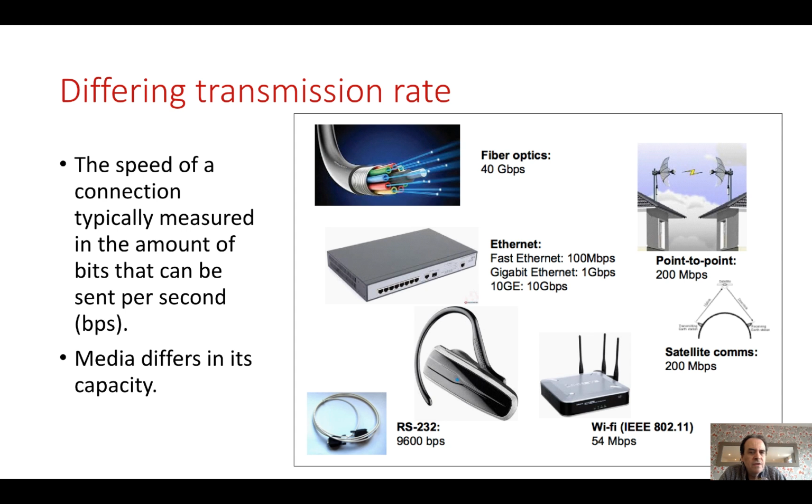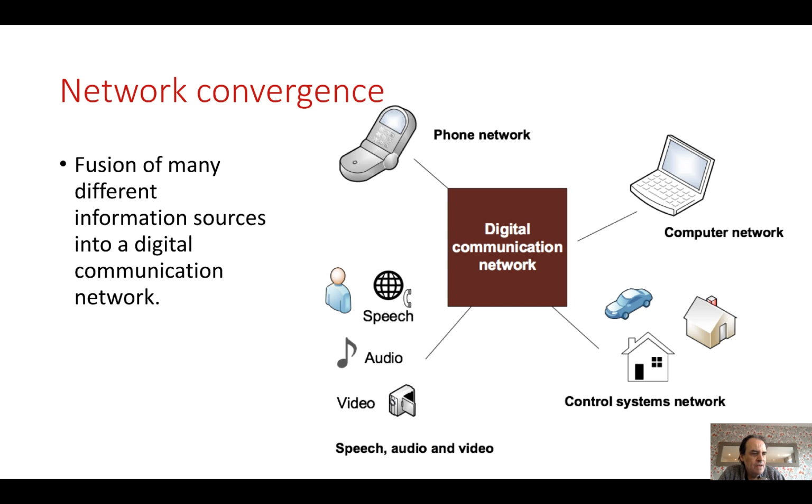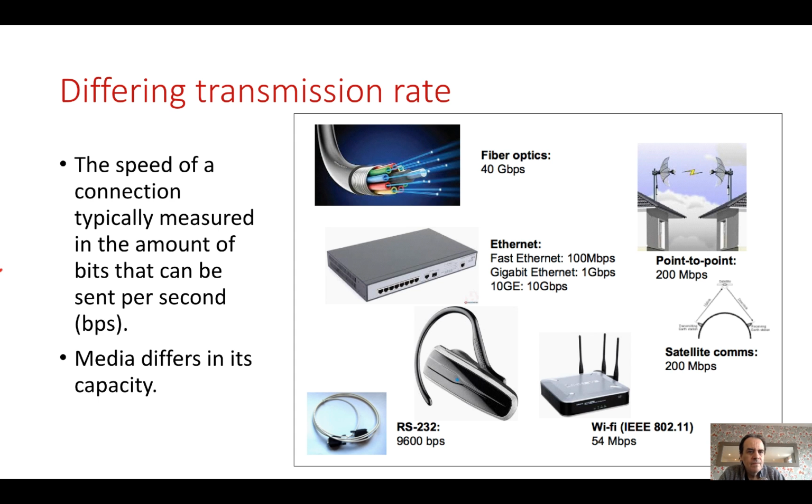And what we have is lots of different communication speeds for our connections. So we can go right from the lowest level, which is basic RS-232, which has a typical rate of about 9,600 bits per second.